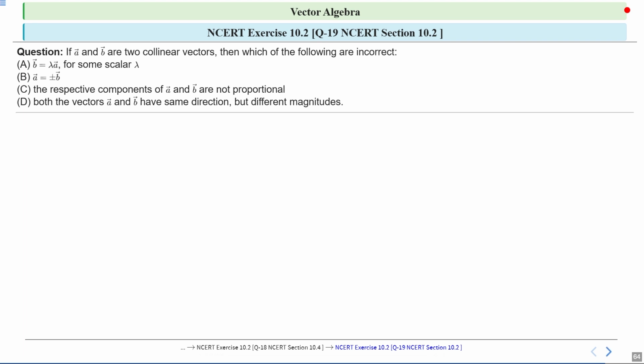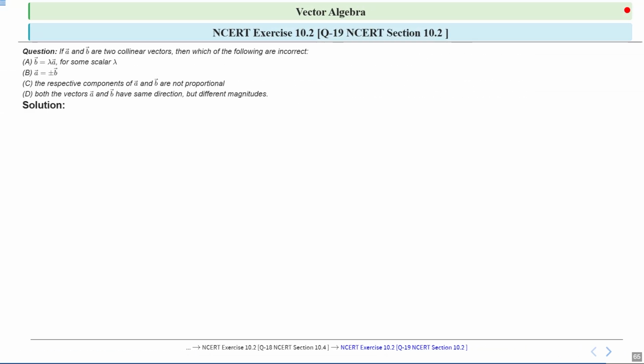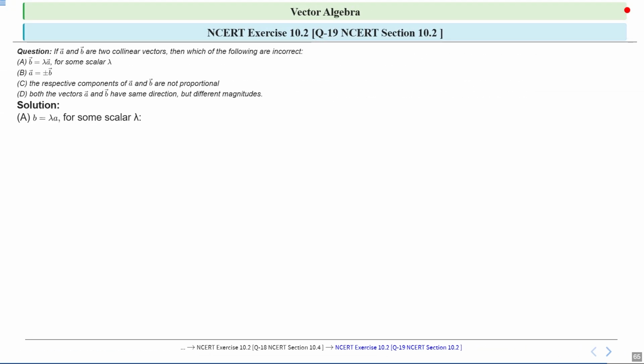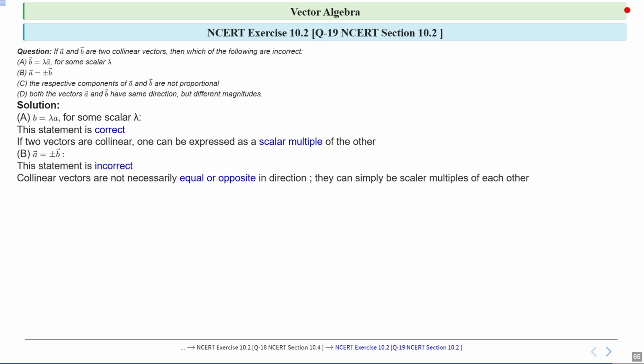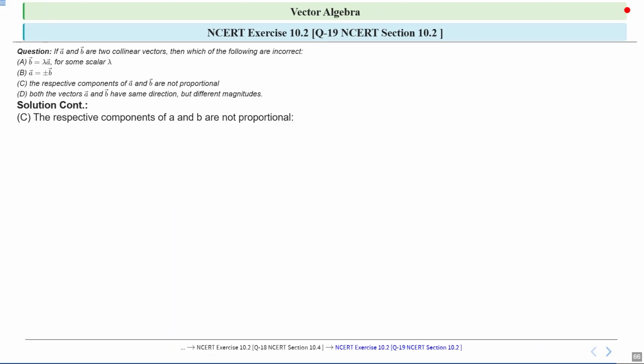Okay. So let's see how we can solve this. Option A, B vector is equal to lambda A vector for some scalar lambda. This statement is correct. If two vectors are collinear, one can be expressed as a scalar multiple of the other. Option B, A vector is equal to plus minus B vector. This statement is incorrect. Collinear vectors are not necessarily equal or opposite in direction. They can simply be scalar multiples of each other. Right. Option C, the respective components of A vector and B vector are not proportional. This statement is again incorrect.